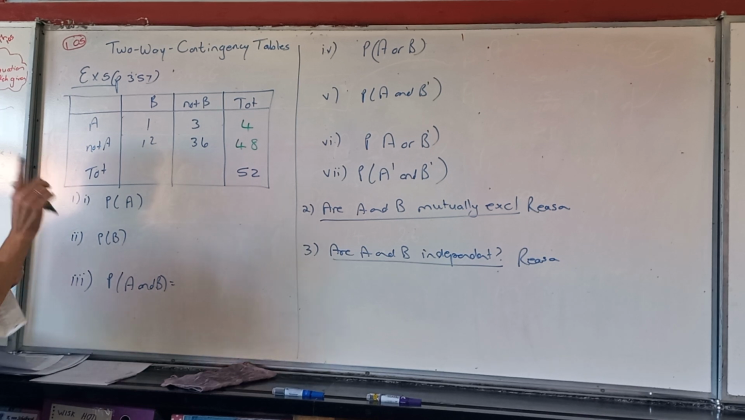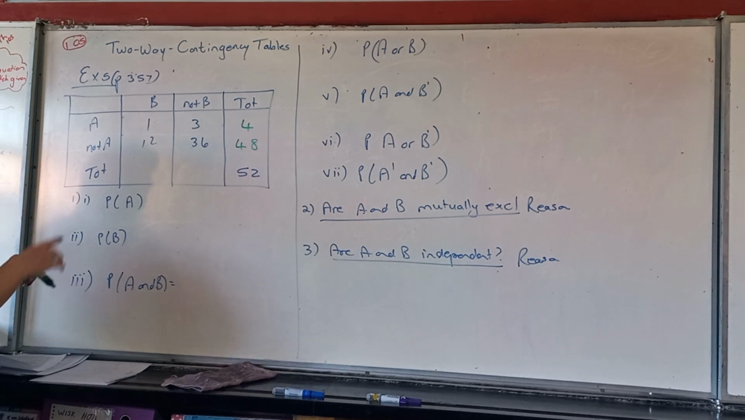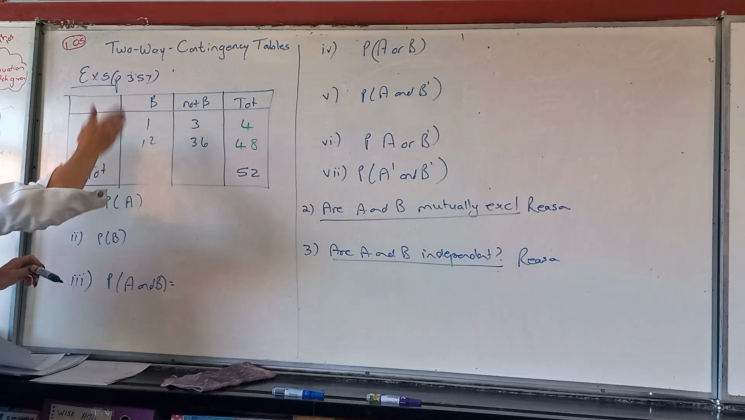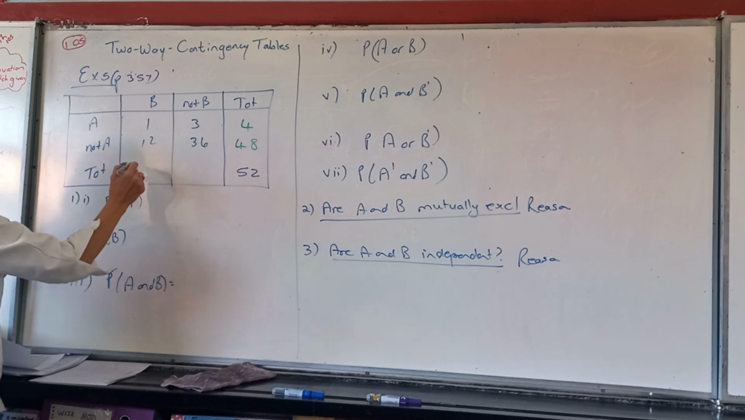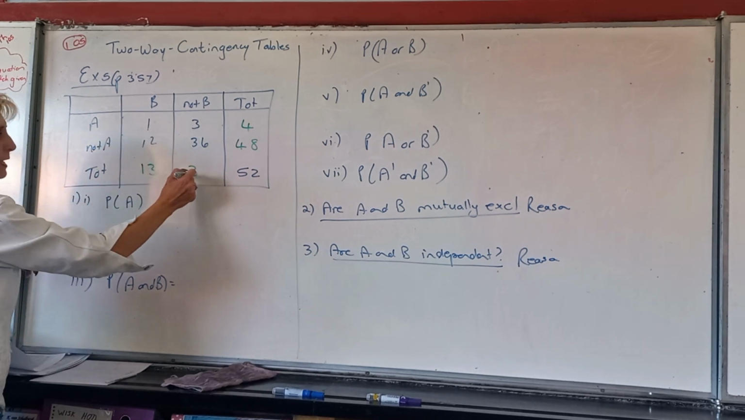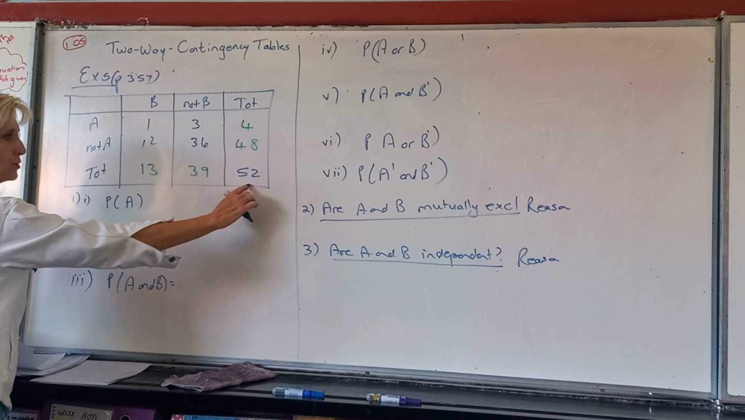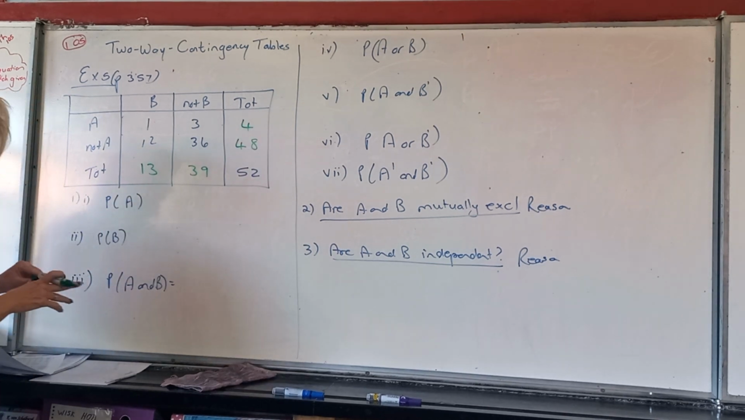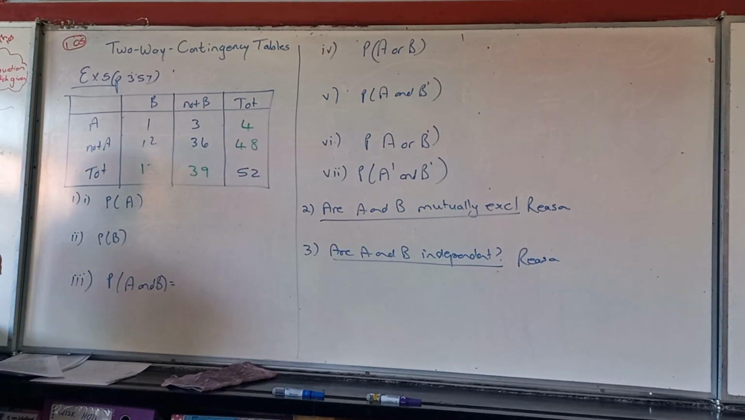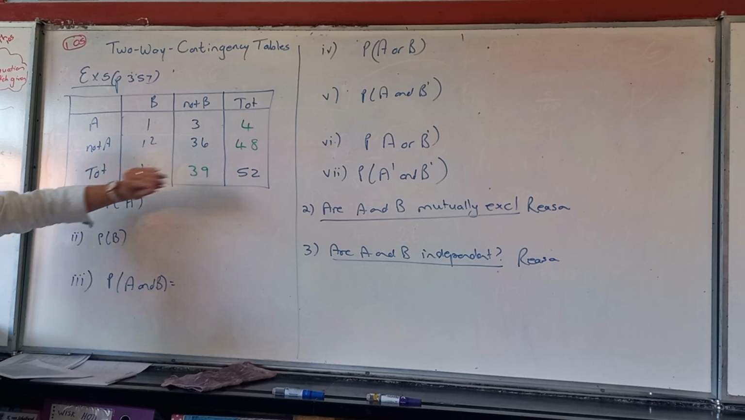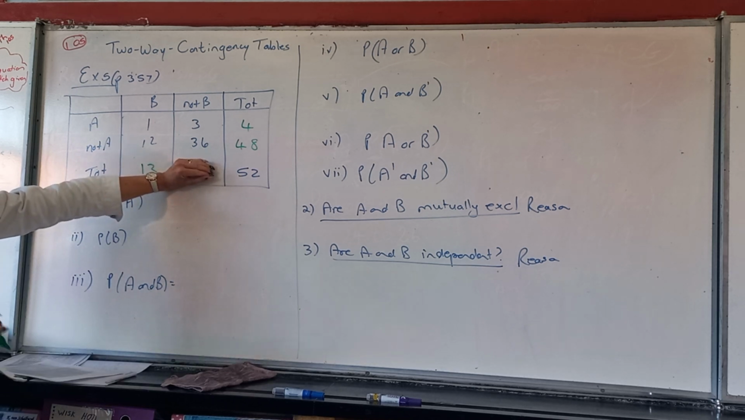That's why it's called a two-way contingency table. So it works that way and it works this way as well. So downwards, this would be 13 and this would be 39. And both of them have to add up to the same thing. Otherwise, you're not doing it right. So I could have in an exam said, find this one for a mark. And that's easy peasy marks.